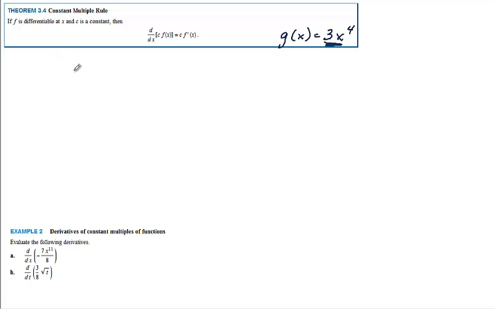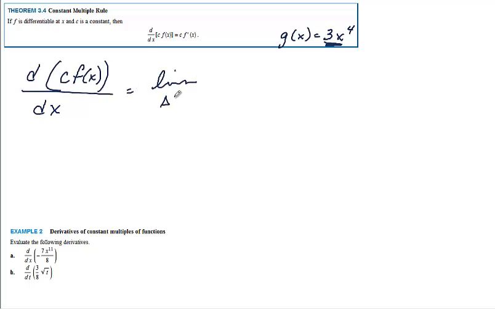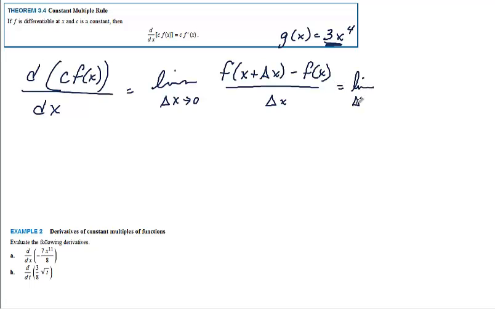Alright, so let's say I want to know what the derivative of c times some f of x is. So I want to know what the derivative of that with respect to x is. I'm going to use the limit definition. I'll say the limit as delta x goes to 0 of f of x plus delta x minus f of x all over delta x. So let's see if I can come up with a generalization for this. The limit as delta x goes to 0 of, this would be c times f of x plus delta x minus c times that f of x, all over that delta x.